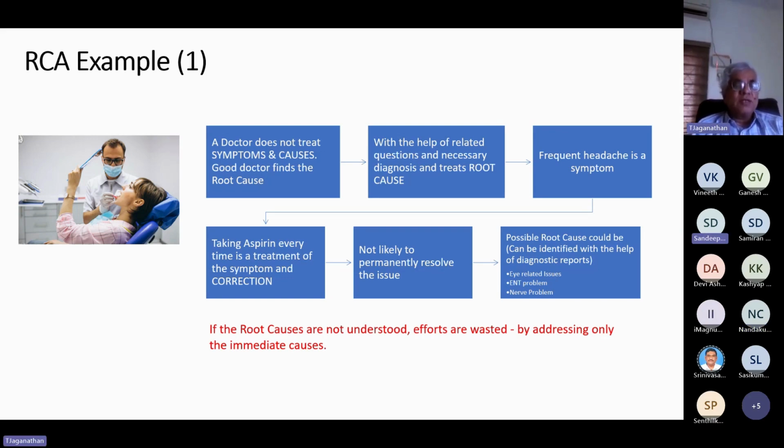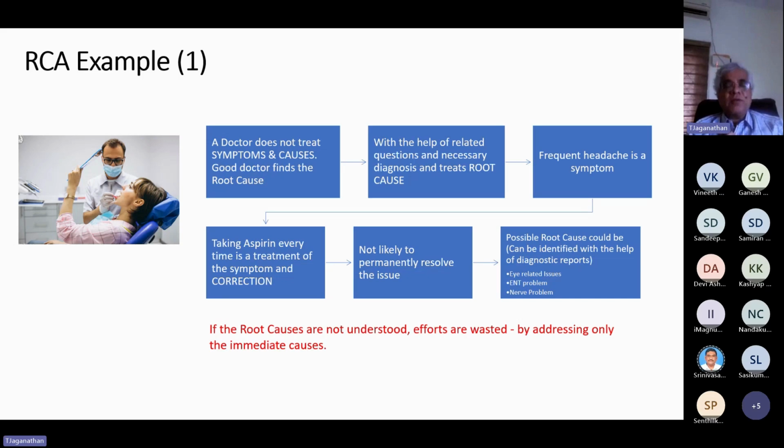Okay, very good. An example is you go to the doctor. A good doctor, not saying all doctors, cannot treat on a symptom. You say, I'm getting headache. That is only a symptom. The doctor has to find the root cause. Why the headache? Headache can come from multiple reasons.